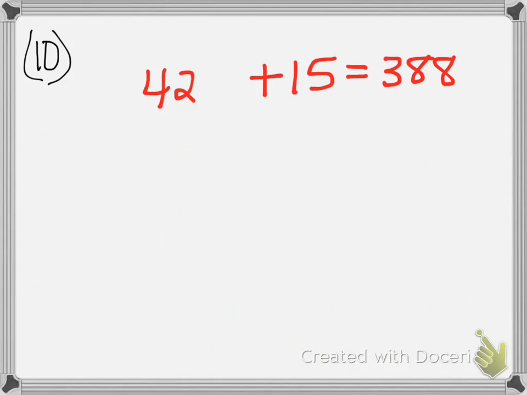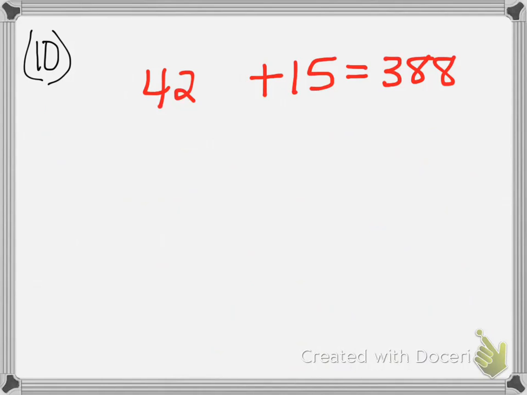Number 10 is a word problem, so I'm going to read through it. Your softball team is ordering equipment from a catalog. Each bat costs $42. So $42 for a bat. The cost of shipping is $15, no matter how much you order. The total cost is $388. How many bats did your team order?